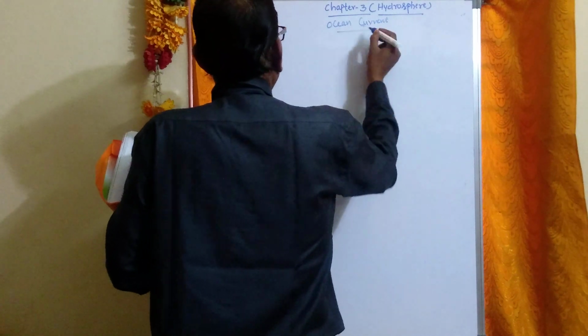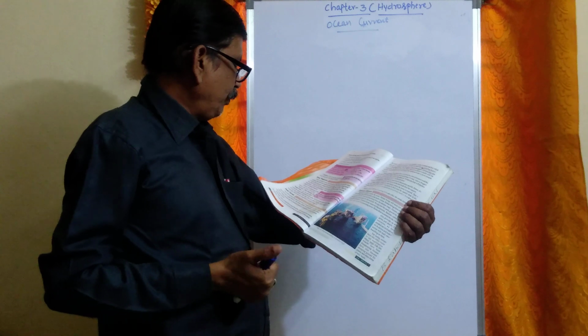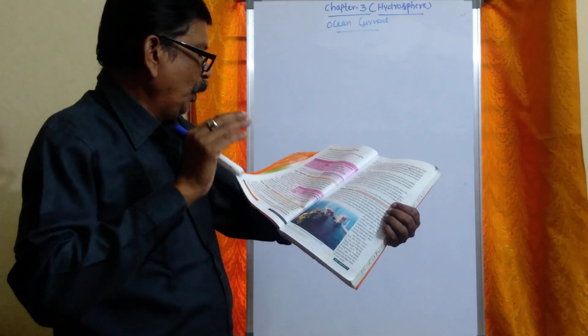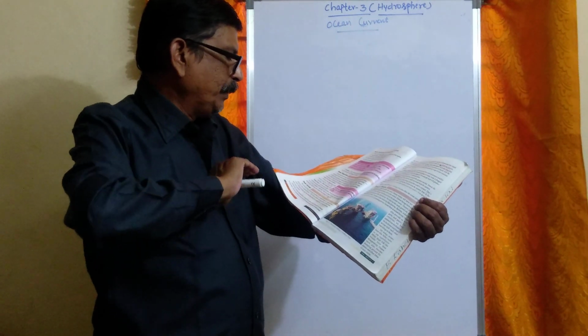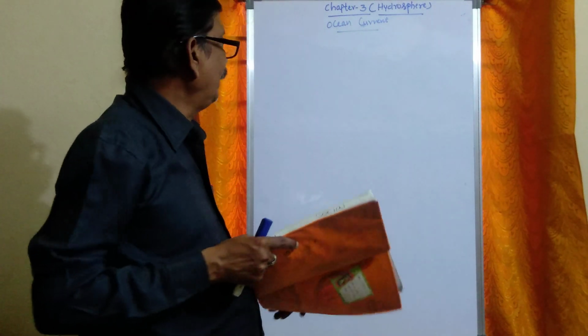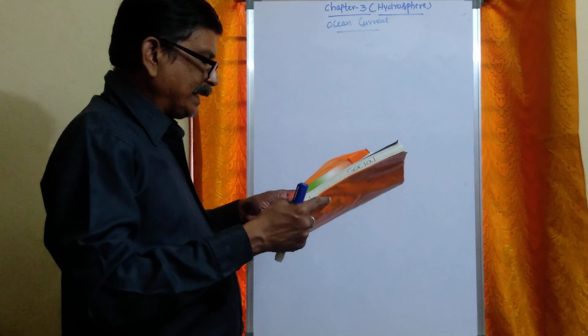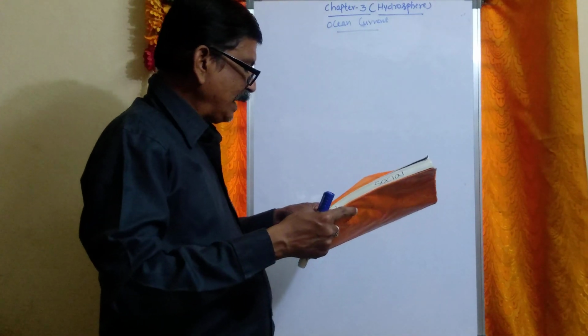Ocean current. Ocean current means the general movement of a mass of water in a fairly defined direction. The ocean currents are sometimes also called ocean rivers.